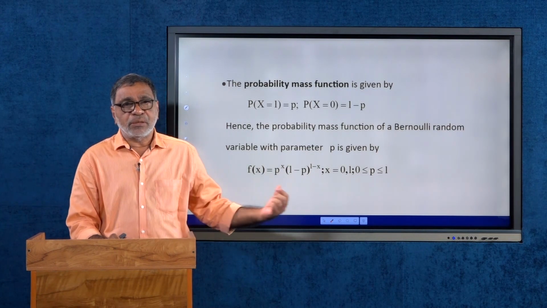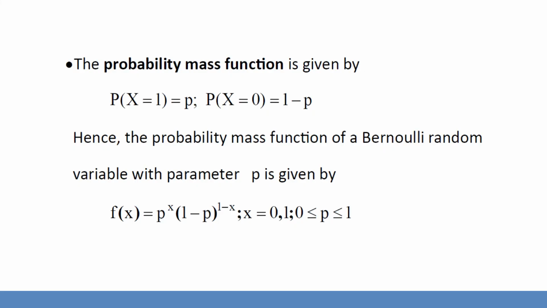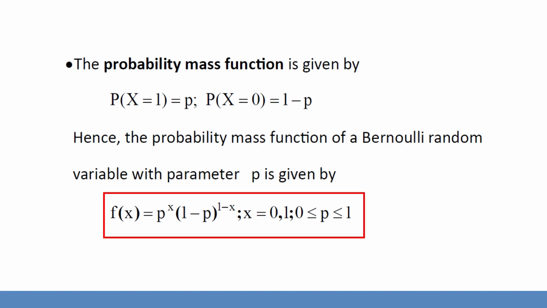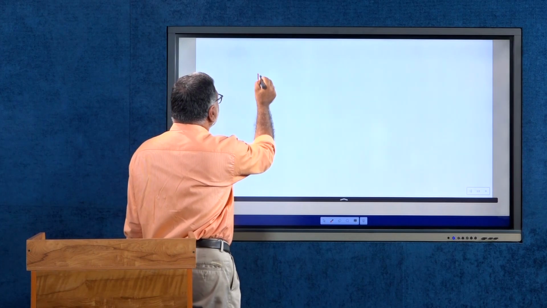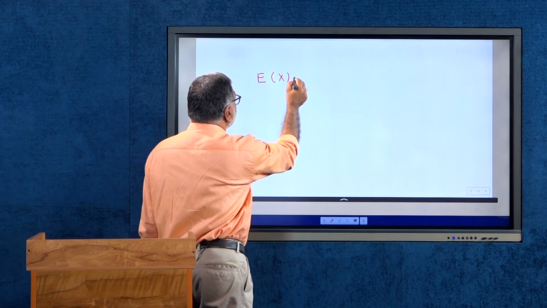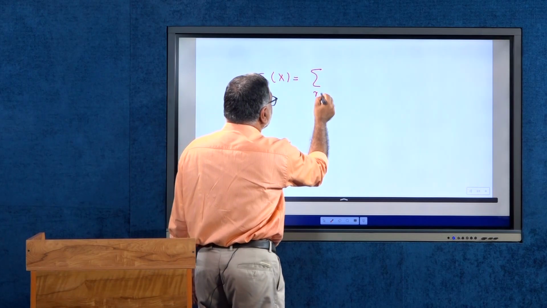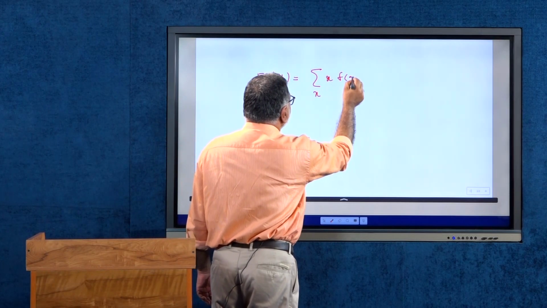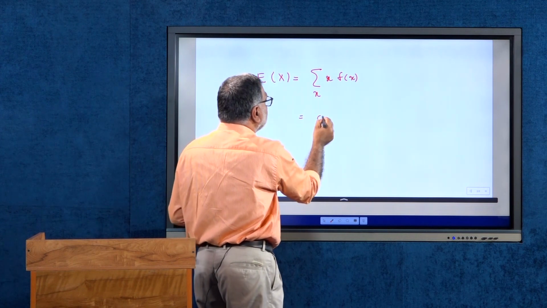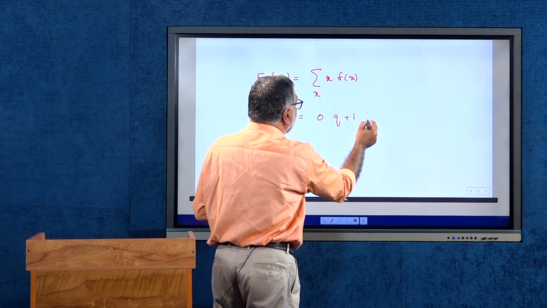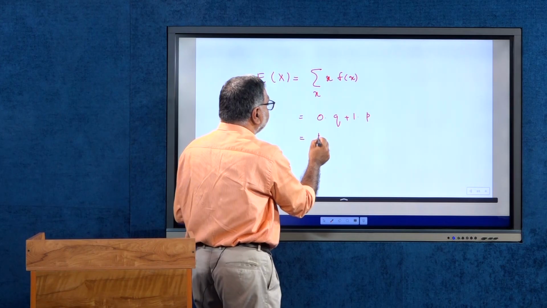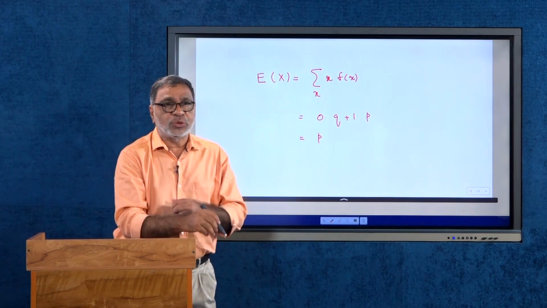In function form you can write the probability mass function as p power x into (1 minus p) power (1 minus x). Now we are finding the expectation of x and variance of x. By definition, expectation of x is the sum over x of x into f(x). We have only two values for x: 0, with corresponding f(x) value q, and 1, with corresponding f(x) value p. So this is equal to p. So the expectation of x, the mean, is equal to p.